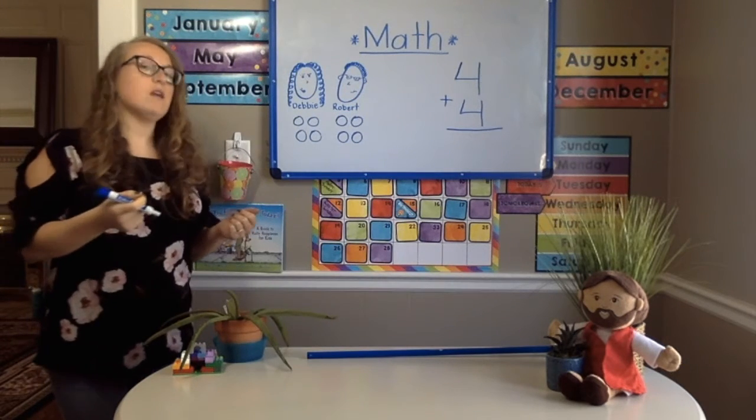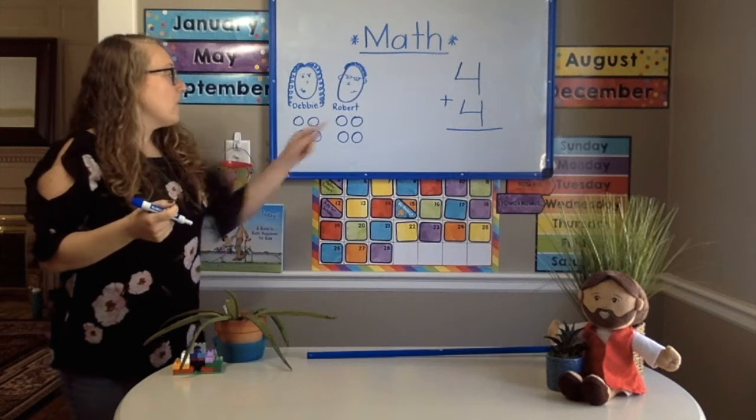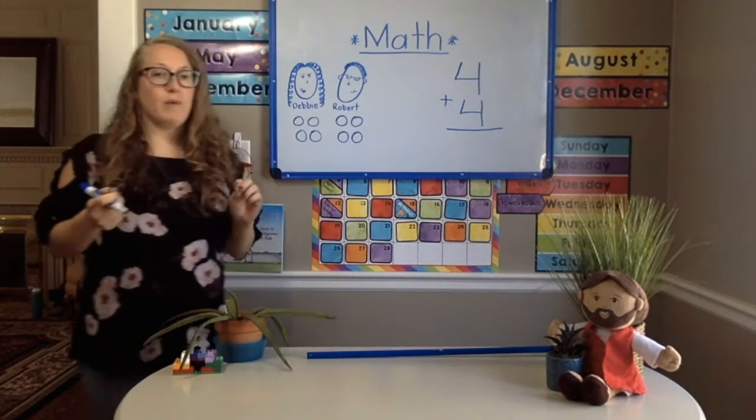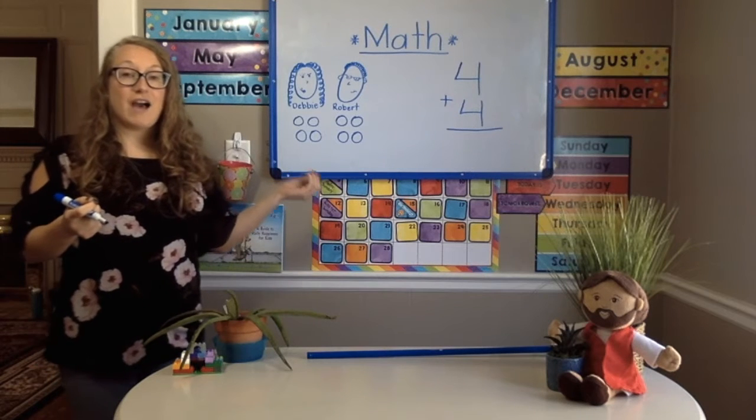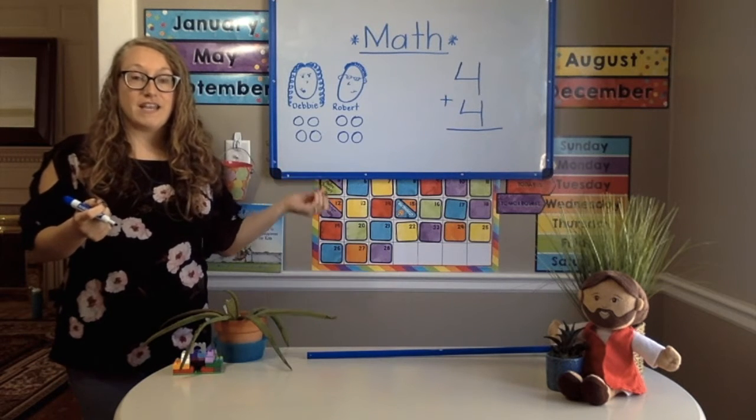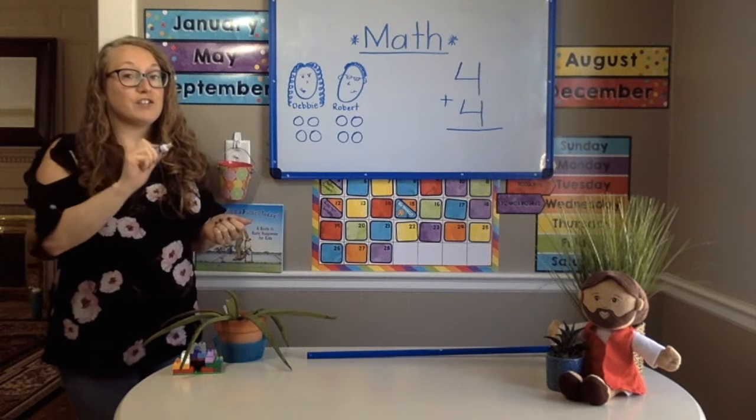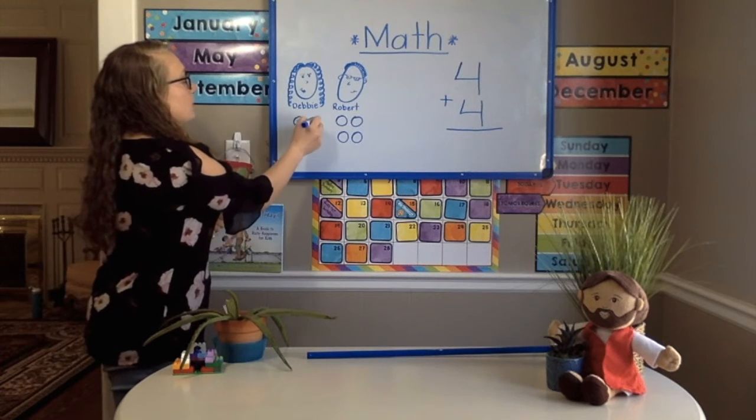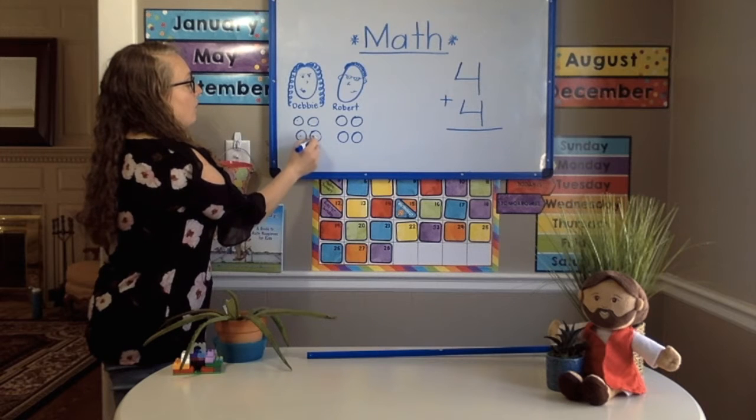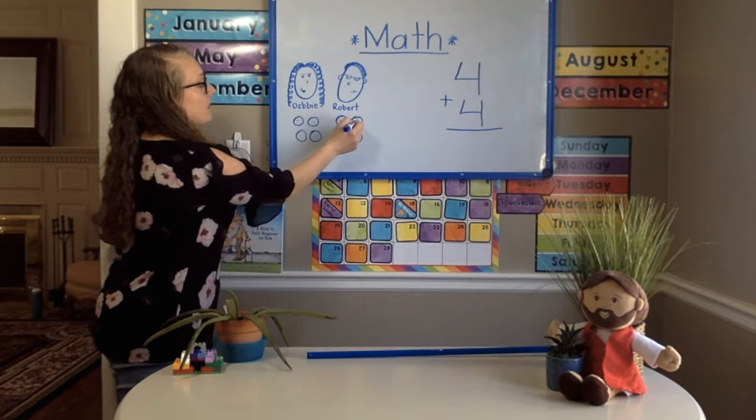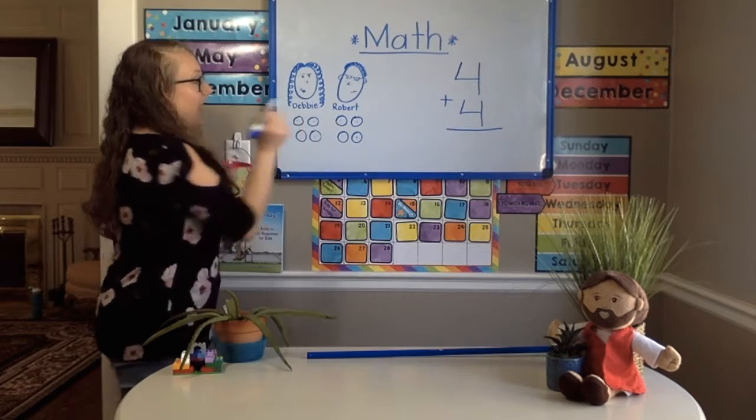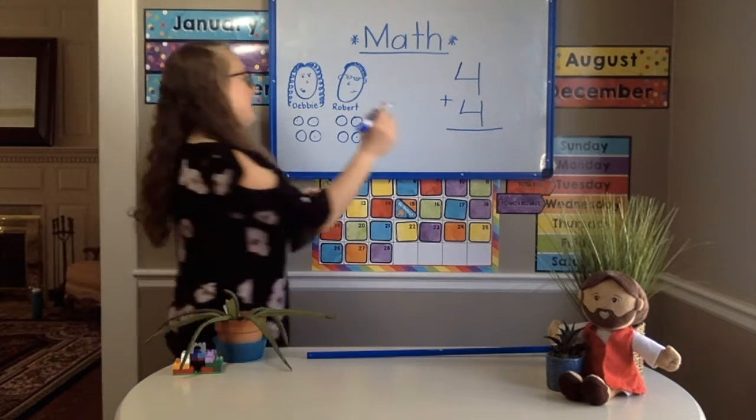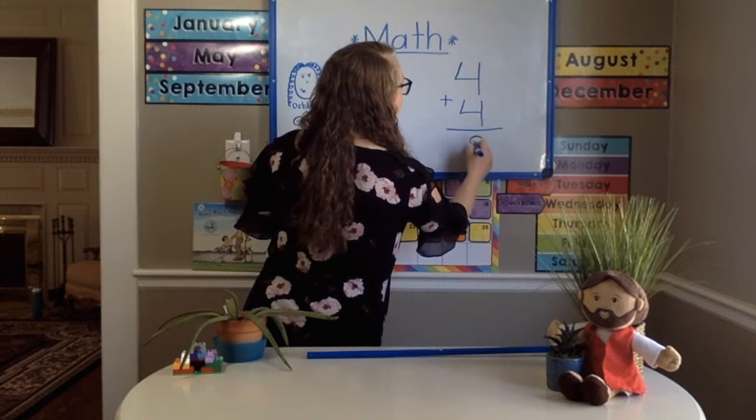4 plus 4 equals. Debbie has 4 strawberries. Robert has 4 strawberries. Let's count them up and see how many strawberries they have all together. Remember to put a dot on each of the strawberries when you count them. Here we go. 1, 2, 3, 4, 5, 6, 7, 8. 8 strawberries. I'm going to write that for my addition sentence at the bottom.